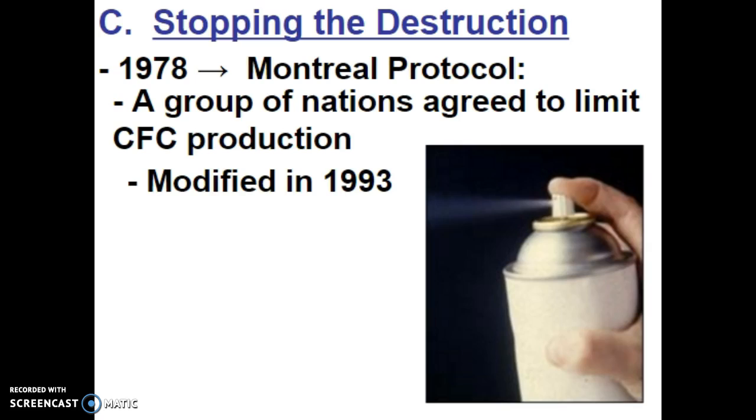The Montreal Protocol was again modified in 1993 to make sure that the agreements were being upheld and that countries were doing what they said they would do. And they also made some stricter rules for limiting CFC production in 1993.